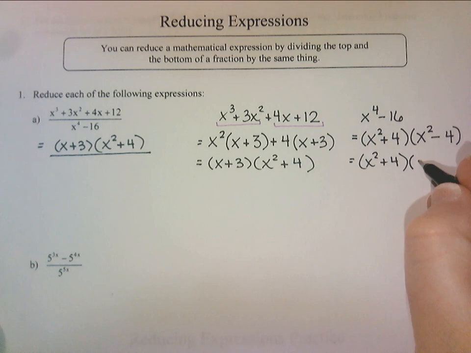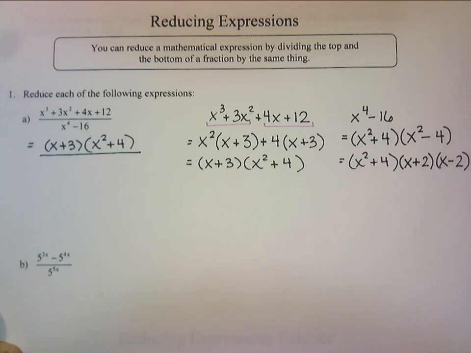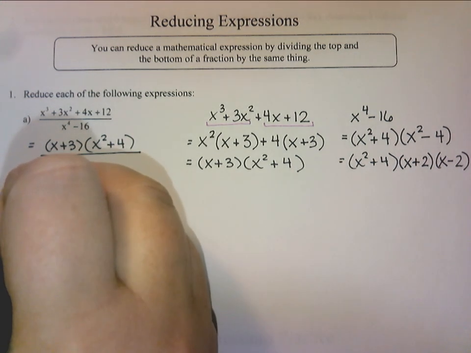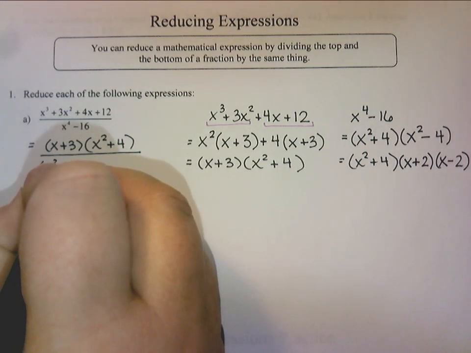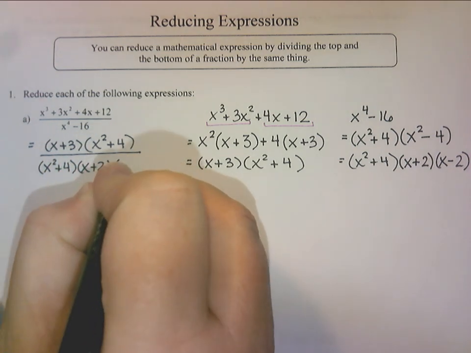The square root of x squared is x. The square root of 4 is 2. I get two brackets that look very similar, but one is plus and one is minus. Oh, that's a little hard to see. Okay, so I'm going to take this and then pop that into my denominator. So I have x squared plus 4, x plus 2, x minus 2.